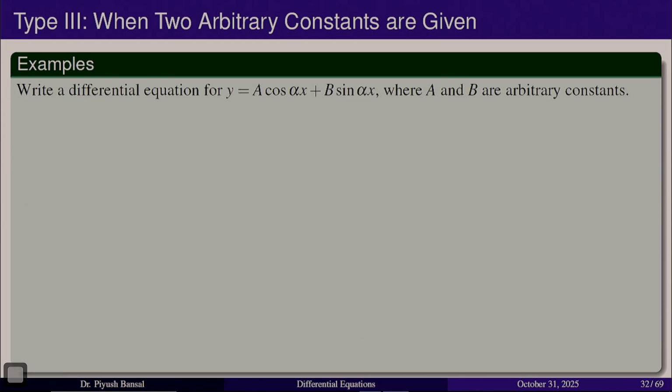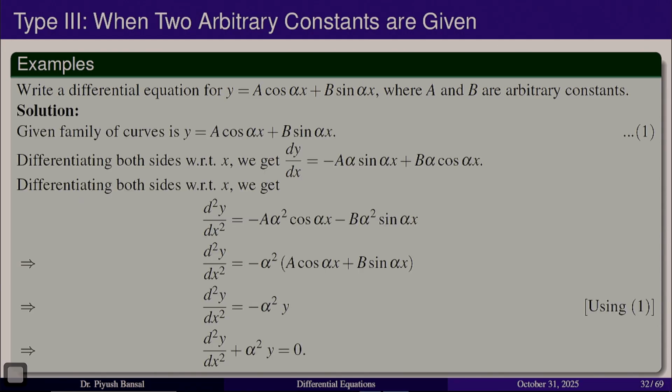Now, for the next example, they say write a differential equation for y equal to a cos alpha x plus b sin alpha x, where a and b are arbitrary constants. In this case again, we start with the family of curves. Either you can separate out one of the constants by dividing first by cos alpha x or sin alpha x, or we know that this has two constants a and b, so we differentiate it twice directly, because the second derivative of cos is again cos, and the second derivative of sin is again sin. So we can directly differentiate it two times to obtain the resulting differential equation of the second order.